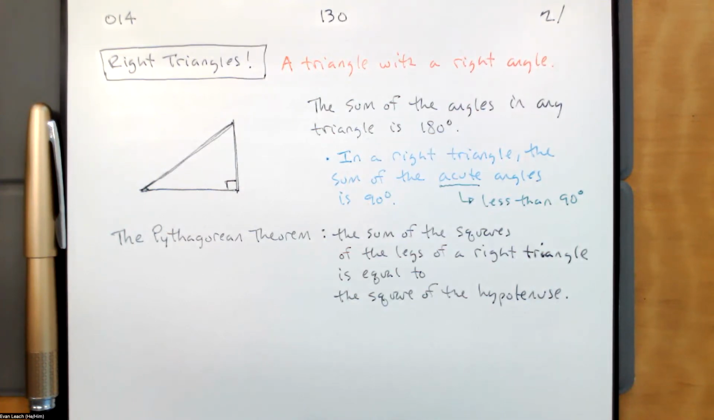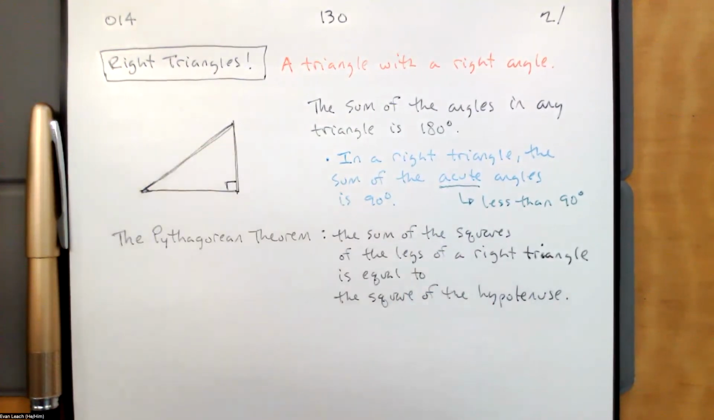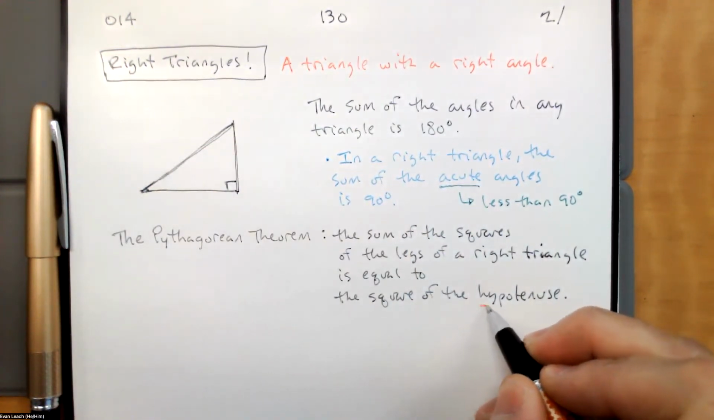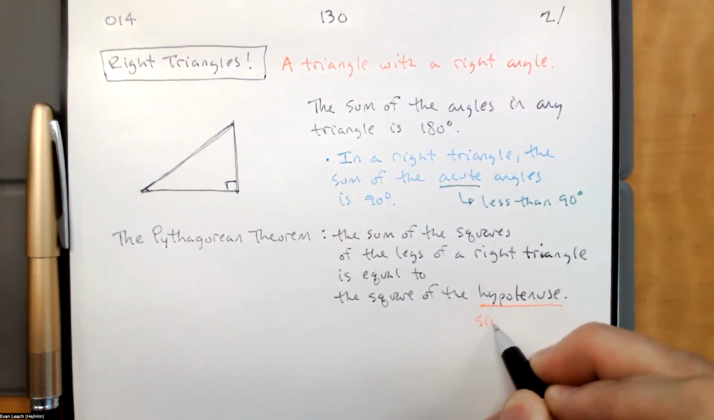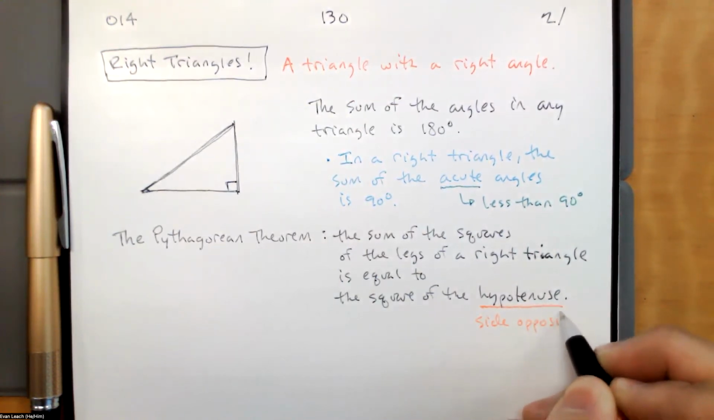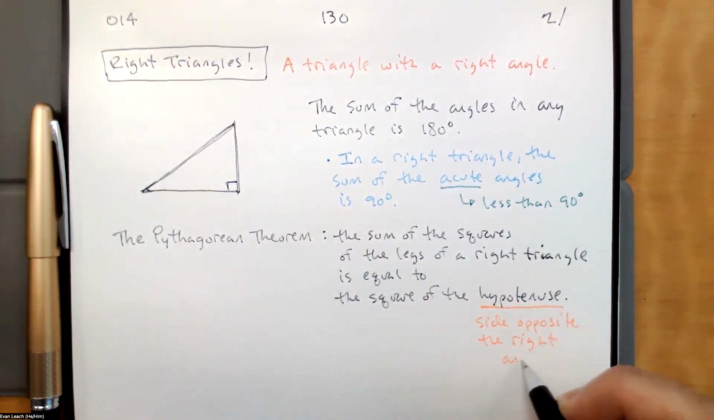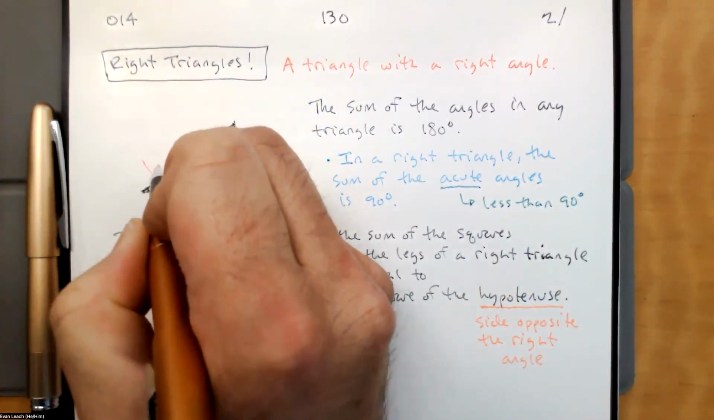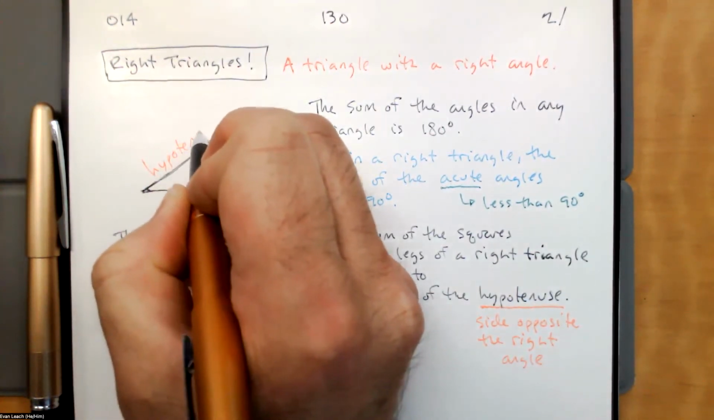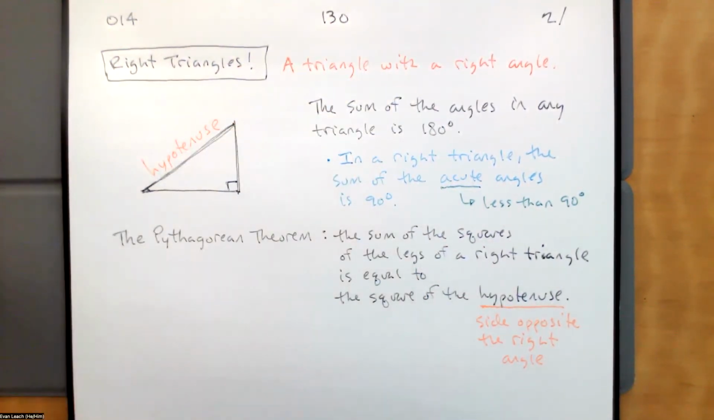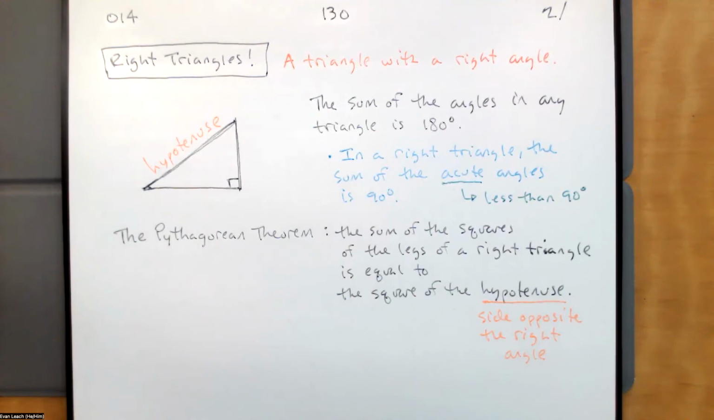What's the hypotenuse? Does anybody know what the hypotenuse is? It's the biggest side. And where's the biggest side going to be? Opposite the right angle. So the hypotenuse is the name for the side opposite the right angle. Hypotenuse is the side opposite the right angle.